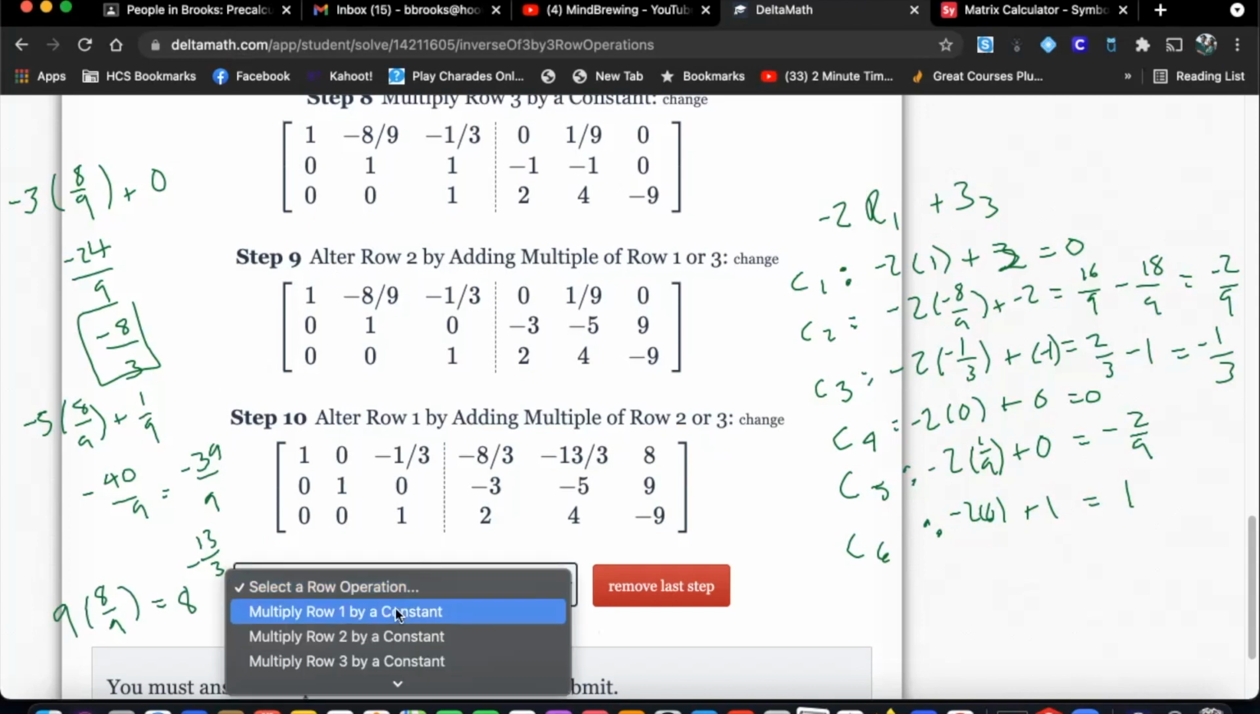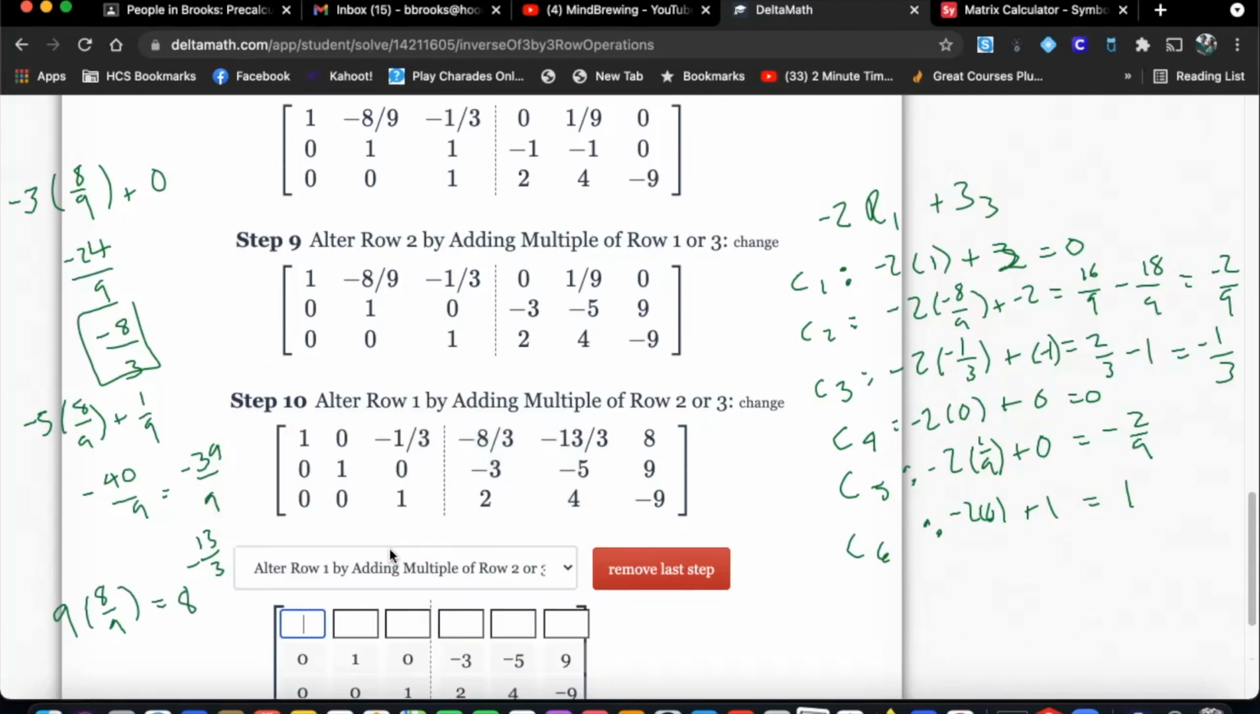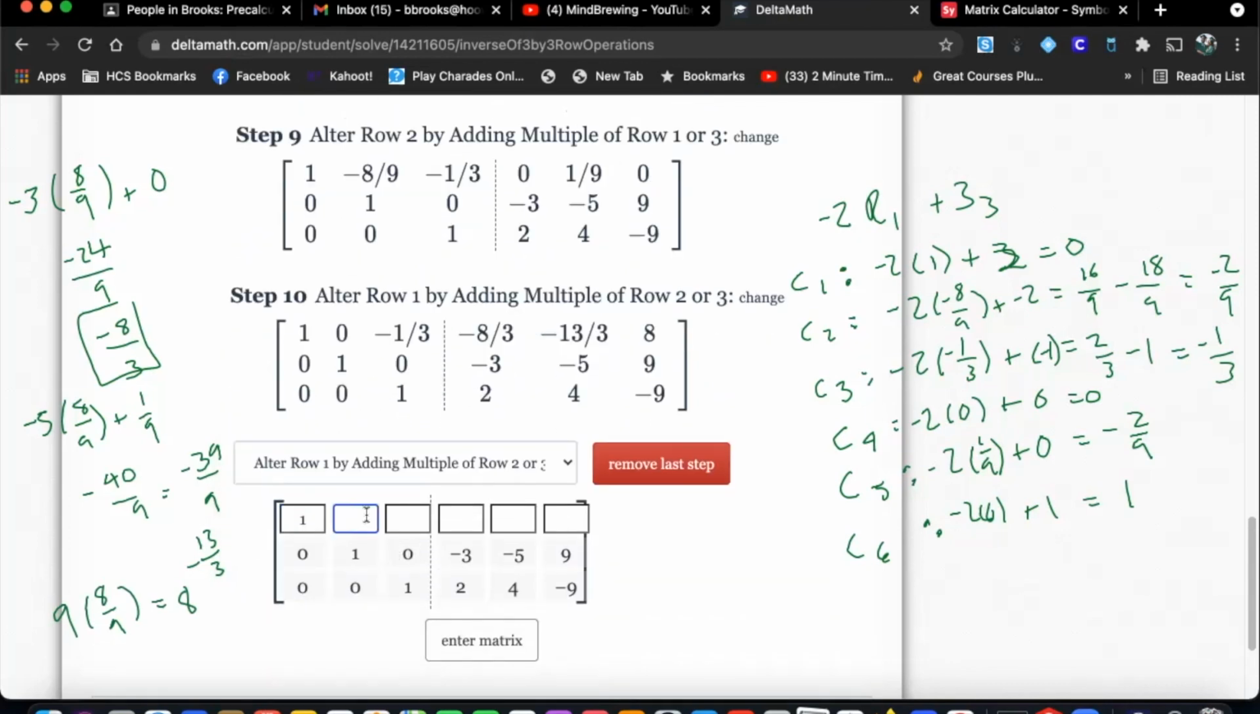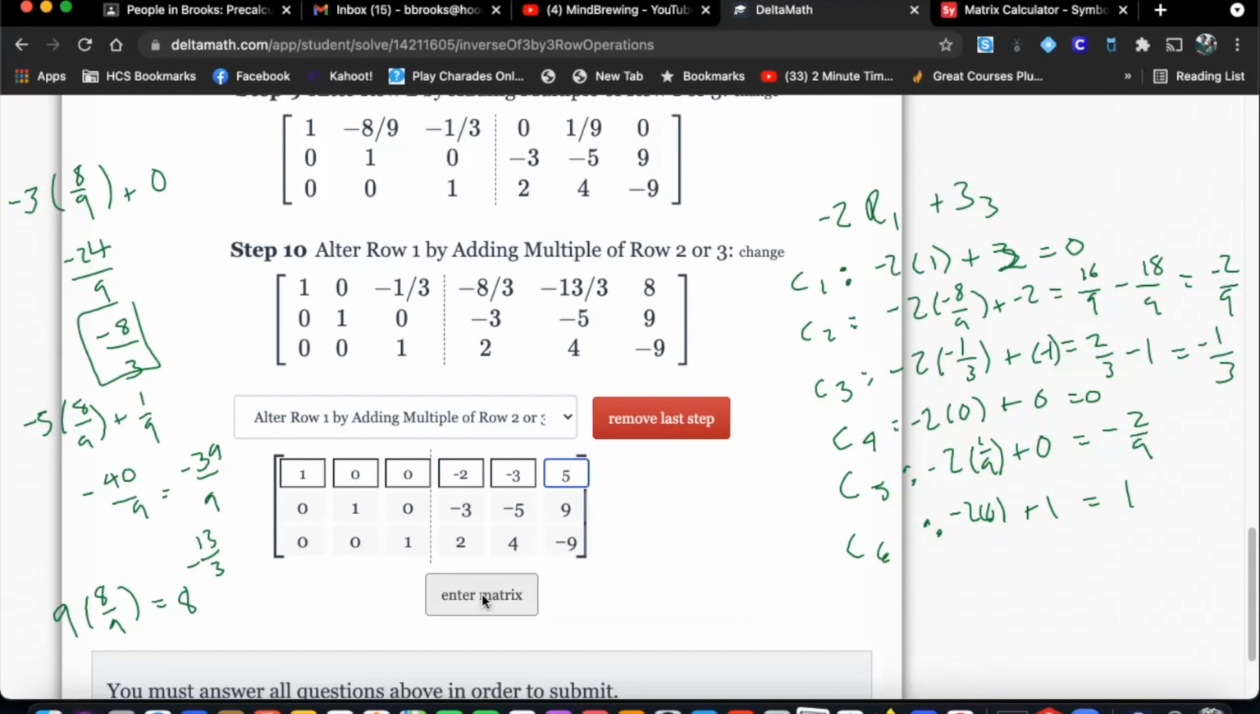So we're going to alter row 1 again. 1, 0, 0, multiplying by 2/3. Let's see. Or multiplying by 1/3. So there'll be 2/3 plus negative 8/3, negative 6/3, which is negative 2. 4/3 plus negative 13/3, negative 9/3. Times 1/3 would be negative 3. Plus, it's going to be 5. If this is correct.